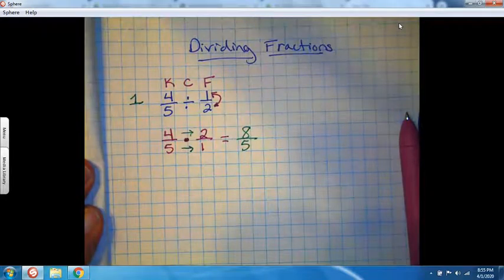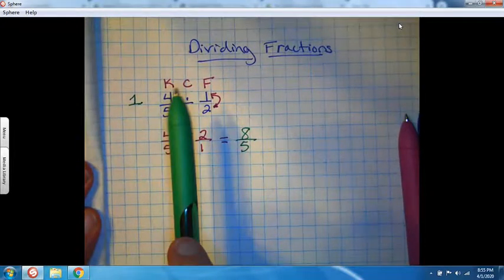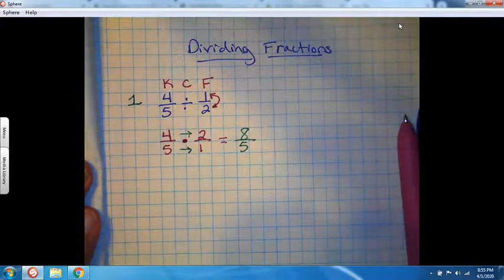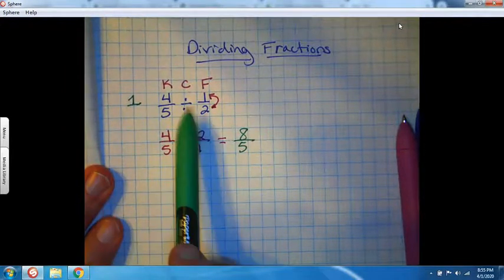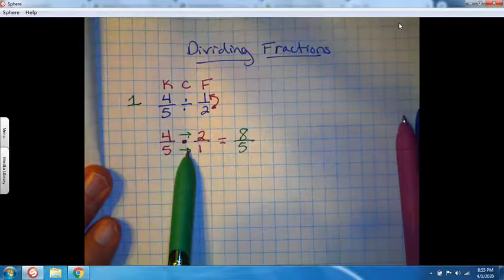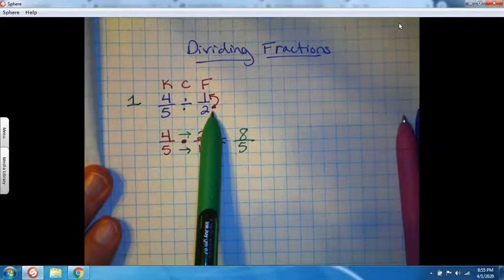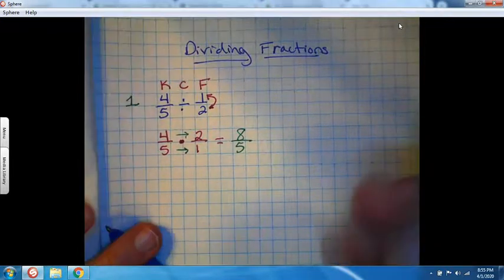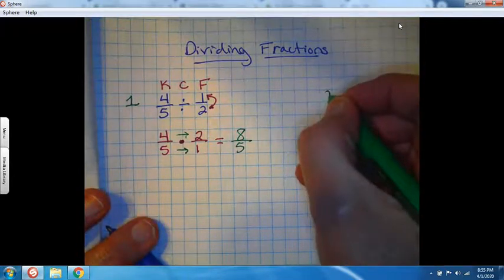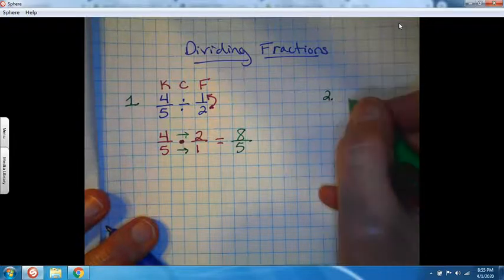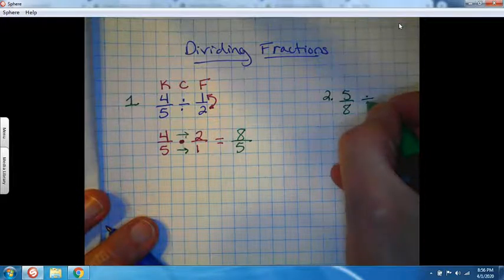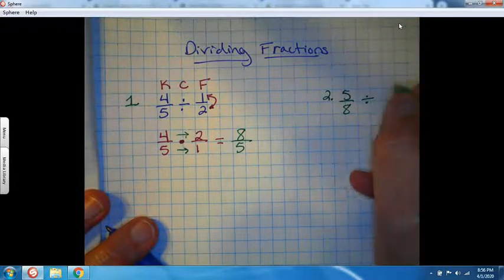Okay? Very simple. Keep, change, flip. That's how you divide fractions. Very simple. Same thing. You don't divide fractions, you multiply fractions. Okay? Everybody see? You just flip that second number and multiply. Okay, number 2. I'm going to do the same thing. Number 2, 5/8 divided by 5/6.